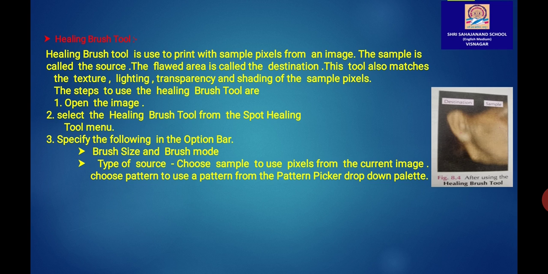The steps to use the healing brush tool are, so first one is open the image, select the healing brush tool from the spot healing tool menu, then specify the following in the option bar. Brush size and brush mode, this is the option of the healing brush tool. Then type of source, choose sample to use the pixels from current image. Choose pattern to use the pattern from the pattern picker drop down palette.